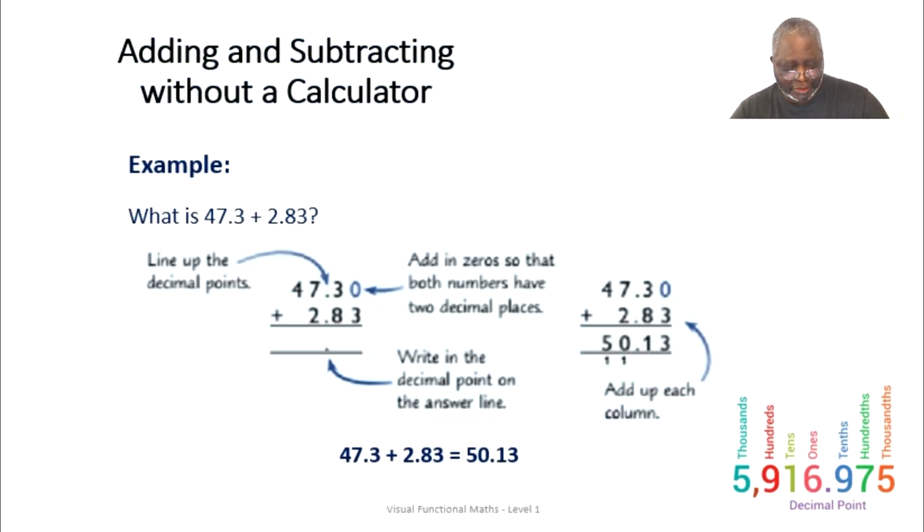Adding and subtracting without a calculator, and this is the example. What is 47.3 plus 2.83? You line up your decimal points, and you add zeros to those numbers with one decimal place, so you have 2 decimal places. Then you apply the principle of adding or subtracting as you would with whole numbers. And your answer is 47.3 plus 2.83 is equal to 50.13. I've added some notes. Please read them and it will help you understand further.